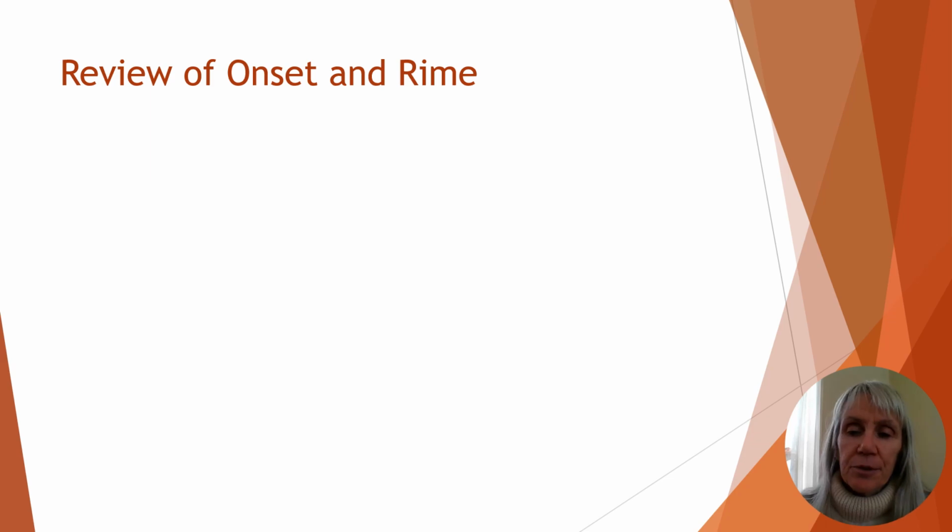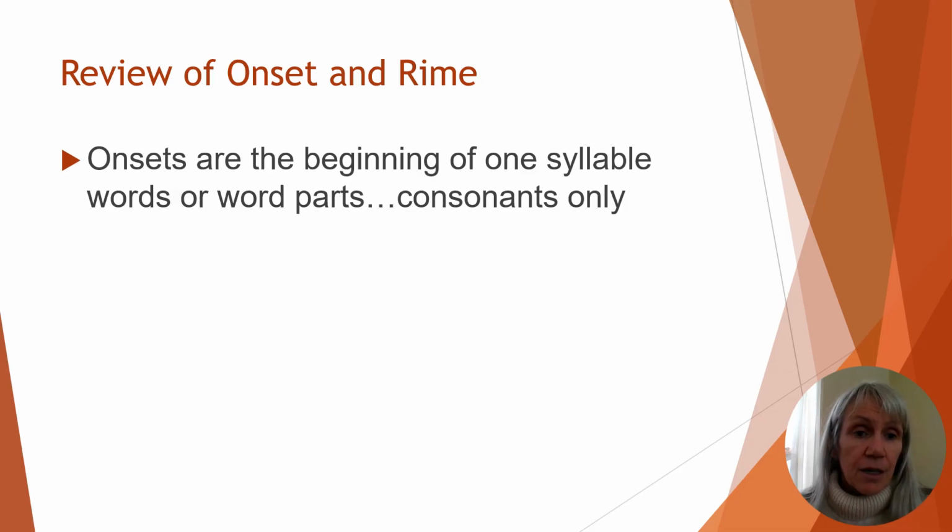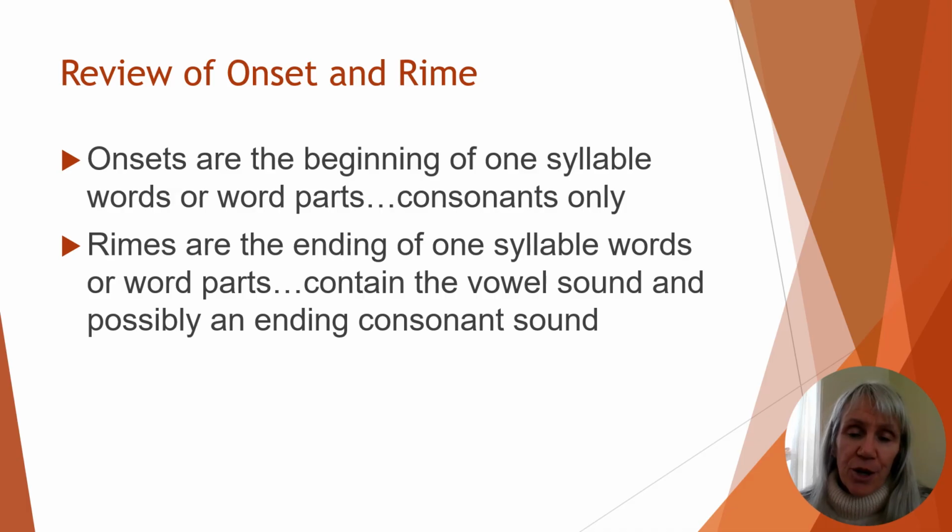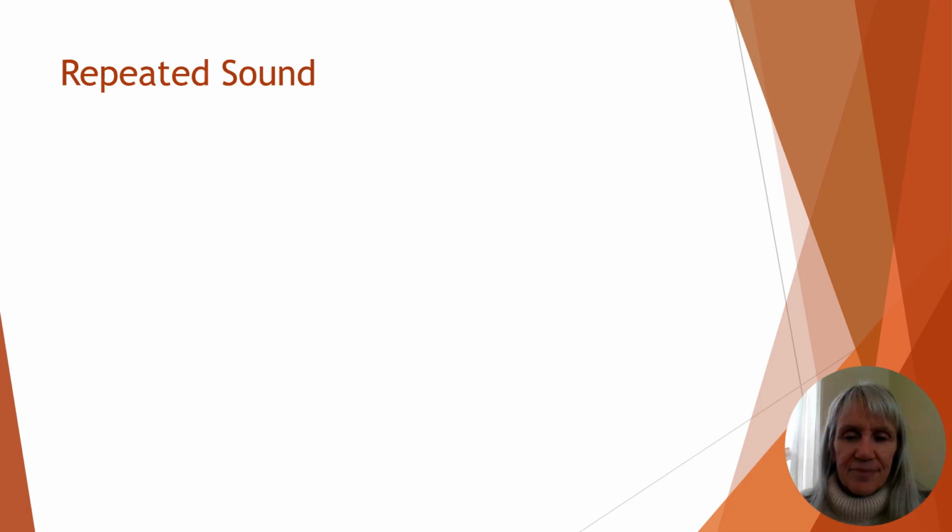So let's do a little review of onset and rhyme, just so we're clear before we begin. Onsets, again, are the beginning of one-syllable words or word parts. They're the consonants only. And rhymes are the ending of the one-syllable words or word parts. They contain the vowel sound and possibly, but not always, an ending consonant sound. So we're going to look at repeated sound. Repeated sound will help with our memory and our learning of English. So any sound that is repeated will help the mind to recall those words or to store those words in a way that they're easier to recall.